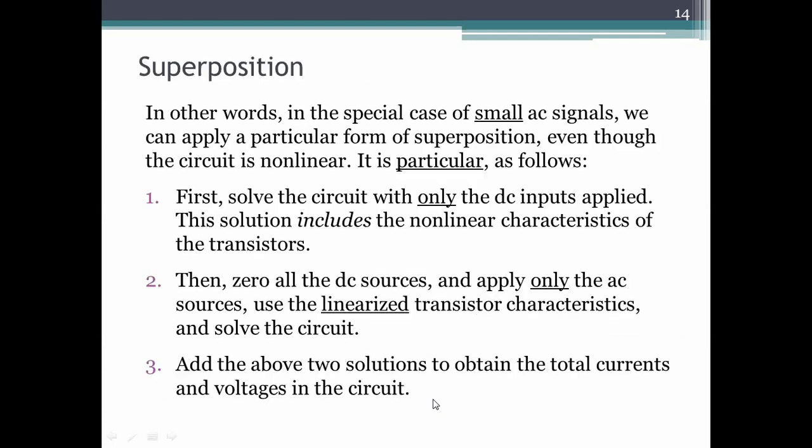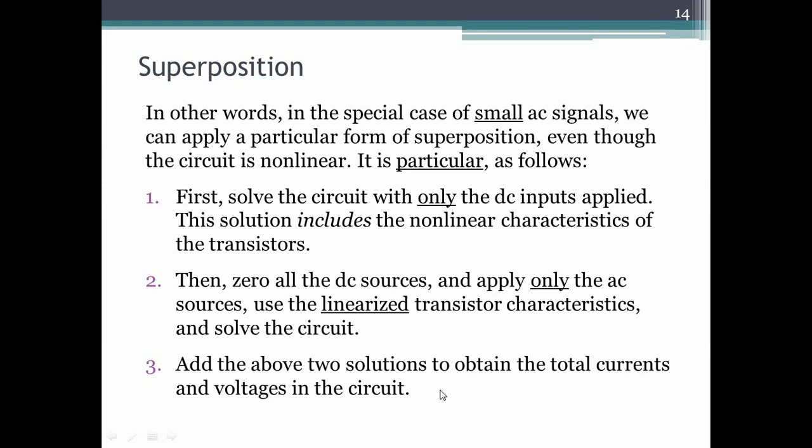Alright. So what we are saying, in other words, is that in this special case of small AC signals, we can apply a particular form of superposition to this transistor circuit, even though the circuit is nonlinear, because the transistor is a nonlinear circuit element. Why is it particular? So let us describe this superposition method. Here is what we are doing.